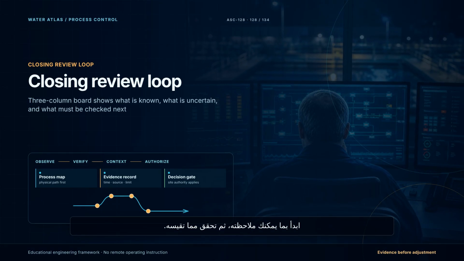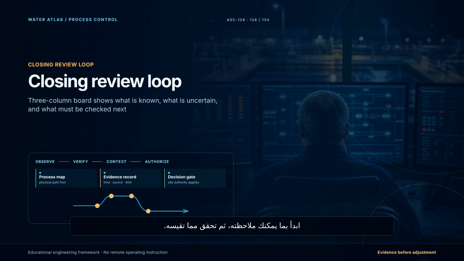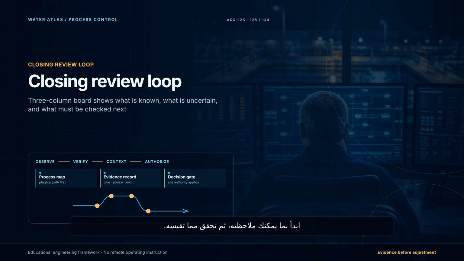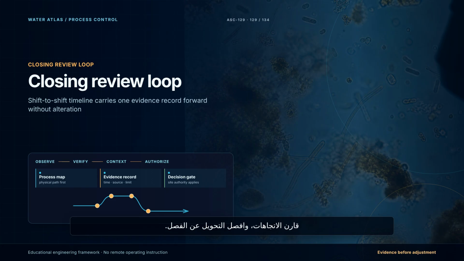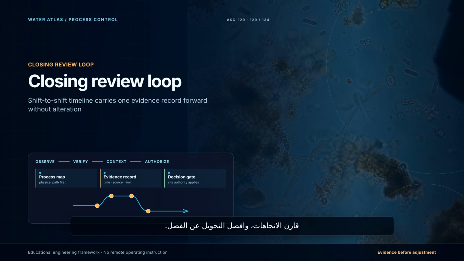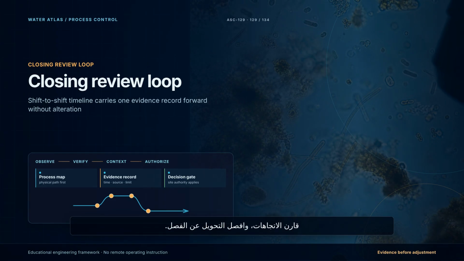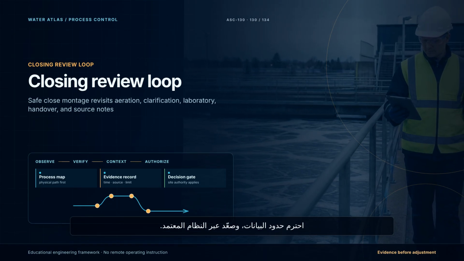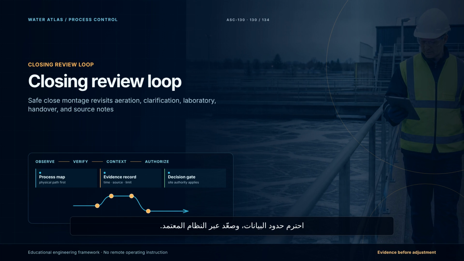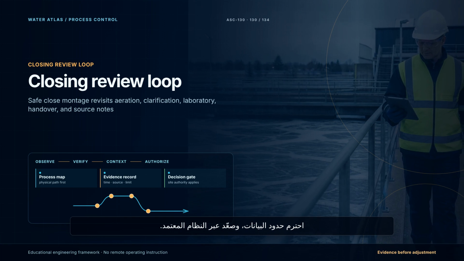The finished Water Atlas episode will make the reasoning visible. Each 10-second beat will show one idea: a system map, a measurement boundary, a time-stamped trend, a clarifier observation, an evidence card, a decision branch, a safety gate, or a handover note. Diagrams will be original and intentionally schematic. They will not imitate another organization's slides, footage, or graphics.